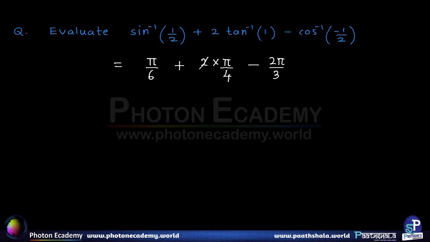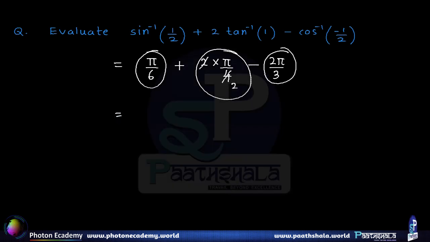So here we have pi by 6 plus pi by 2. Now if you just observe, pi by 6 is 30 degrees, plus pi by 2 is 90 degrees. So 30 plus 90 is 120, and 2 pi by 3 itself is 120. So everything will get cancelled and the answer is 0. Let's see another example.